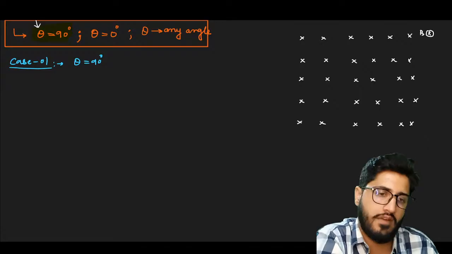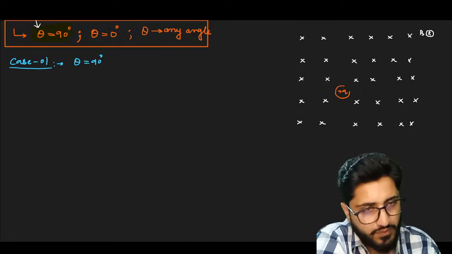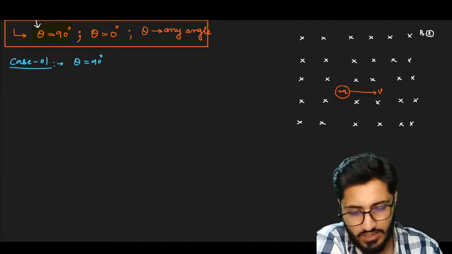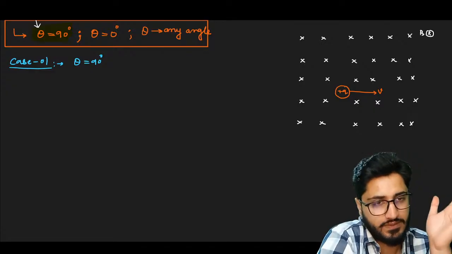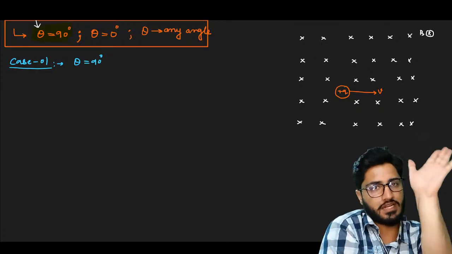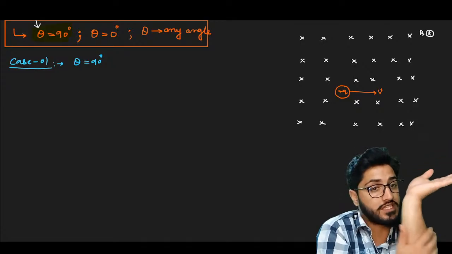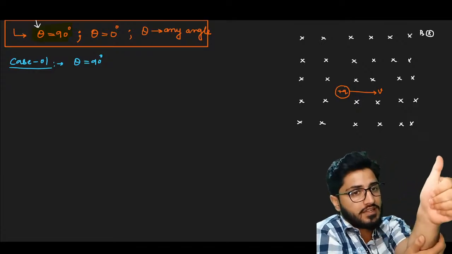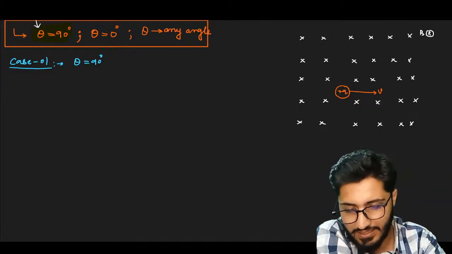Now we have a charged particle. Here is my charged particle, plus q. Its velocity is in this direction. Take your right hand and do V cross B. Place the right hand on V, where velocity is in this direction. Now curl your fingers in the direction of B. Where is B? Inside. Where is your thumb? Upwards. So your thumb is upwards.